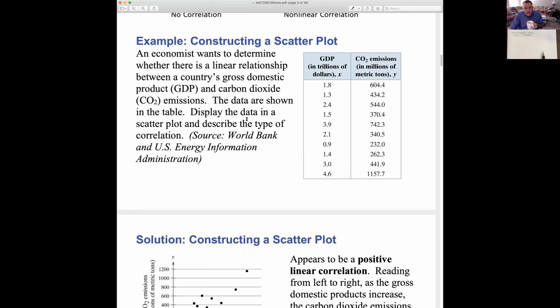So they go out and take a sample of a bunch of countries. It would seem that the World Bank or the US Energy Information Administration has some data on this. We would look at GDP in trillions of dollars, and then we would look at CO2 emissions in metric tons. Begs the question a little bit, where do we get this data, and how do we know that a country with $1.8 trillion in GDP is producing this much carbon dioxide emission? I'm not even sure how they measure carbon dioxide emissions. So that might be worth looking into, right?